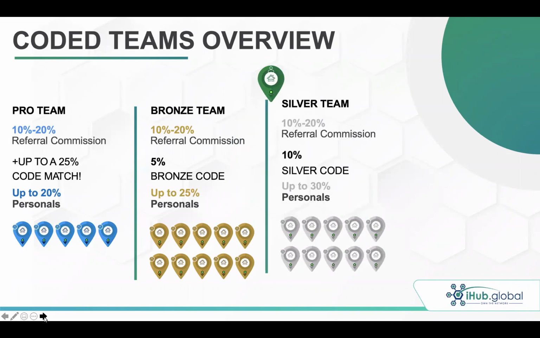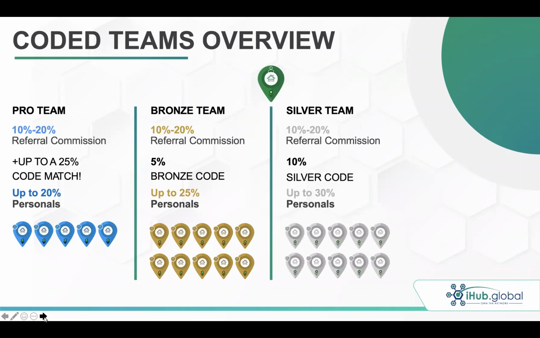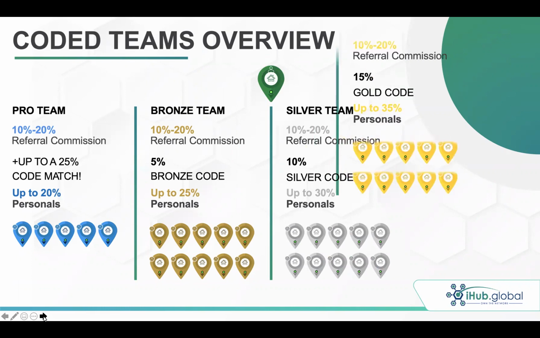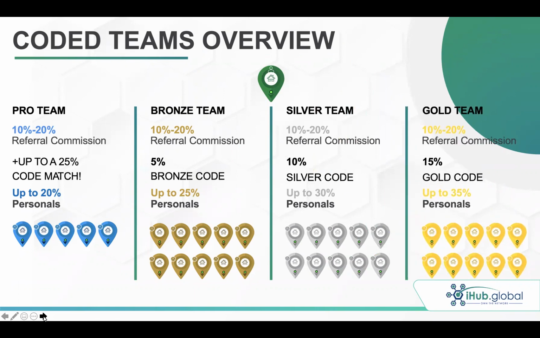On your silver team, it's 10 to 20% plus a silver code. So you're up to 30% on all 10 of these boxes, these personals that you have placed out there. And then obviously the gold team is up to 35% because 20% potential in referral commission plus 15% gold code, up to 35% on all your personals. Again, starts with number 26 and goes to infinity. You could have 100 people in your gold. 35% on your personals, that's incredible, guys. This would be an unbelievable compensation model for us to follow.